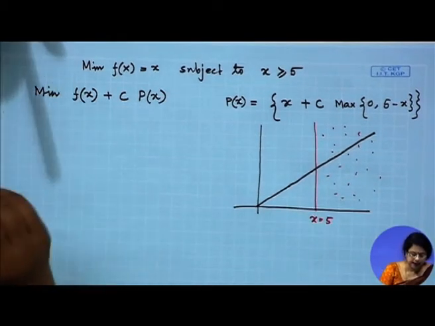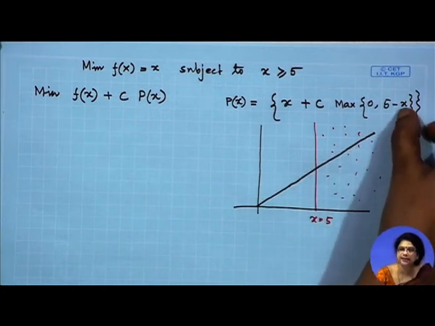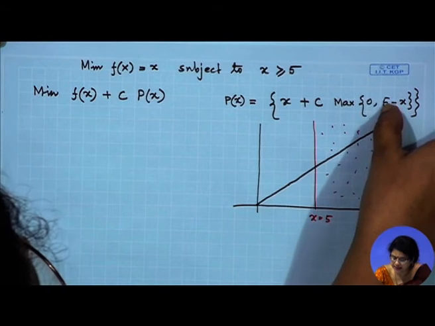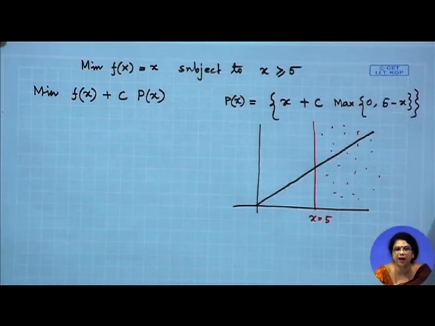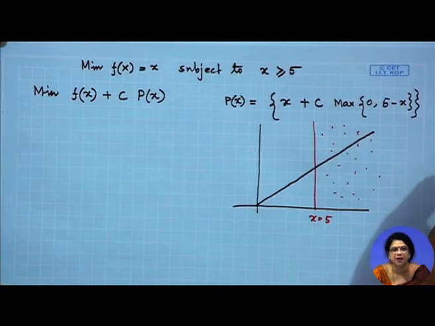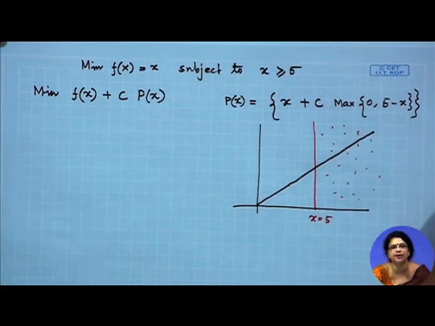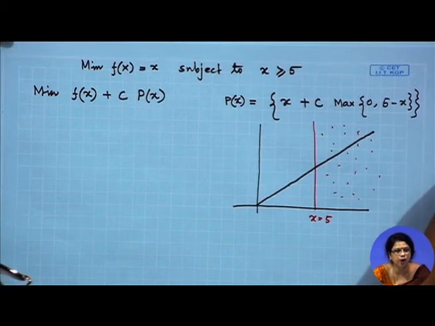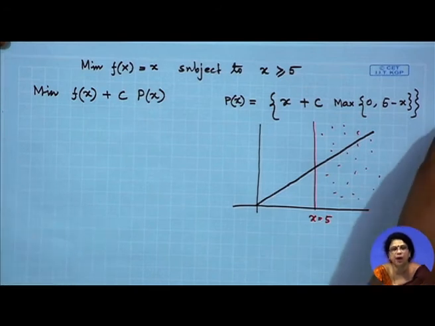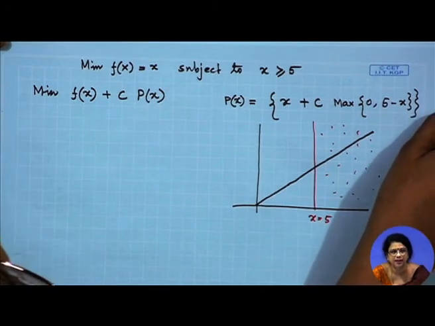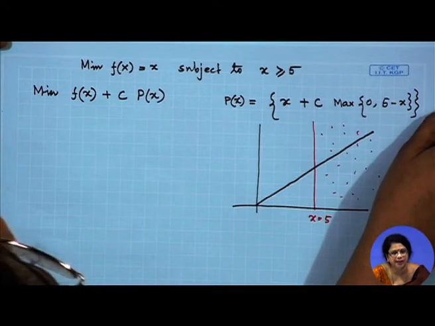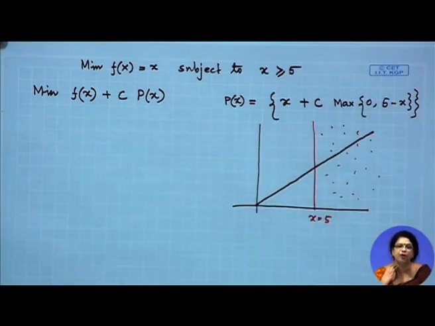Now you see, if the value of x is 6, then 5 minus x is minus 1, and max of 0 and minus 1 would be 0. That is why there is no penalty if we remain within the feasible space. But consider the other way. If x is equal to 4, then max of 0 and 5 minus x is 1. If x is 3, then the penalty value would be 2. That means if we move farther from the feasible space, the penalty value increases. This way we can consider a penalty function.